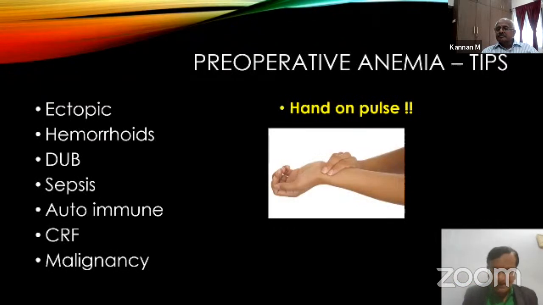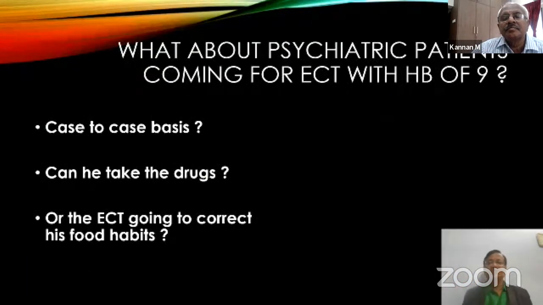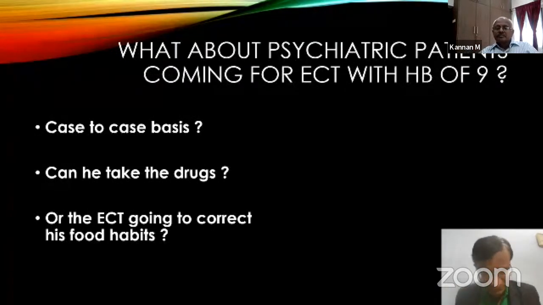And if there is tachycardia, it means there is some volume loss. High systolic, low diastolic means anemia is compensated by SVR reduction. So all these things make you think that this patient is anemic. Now we have all psychiatric patients coming with hemoglobin of 9. Can we give a patient of schizophrenia an iron tablet and folic acid tablet and say come after 8 weeks? This is not possible.